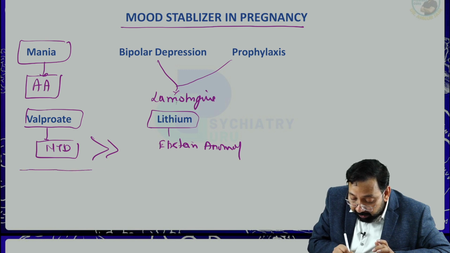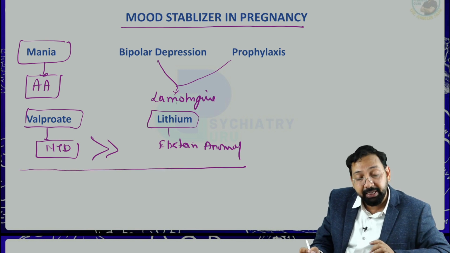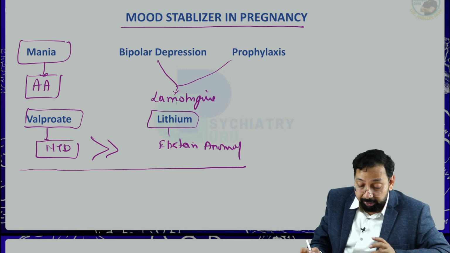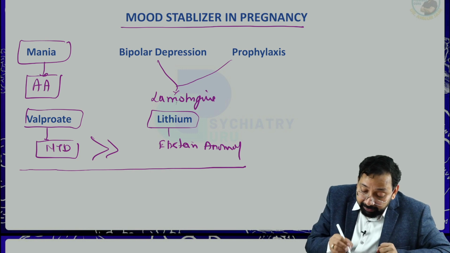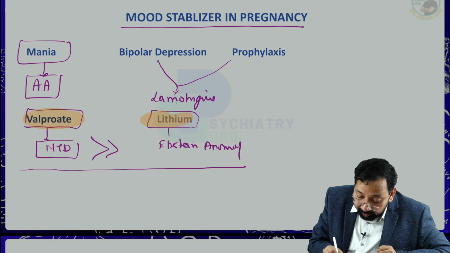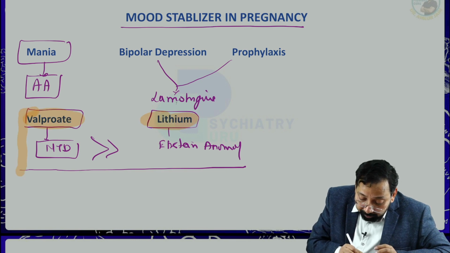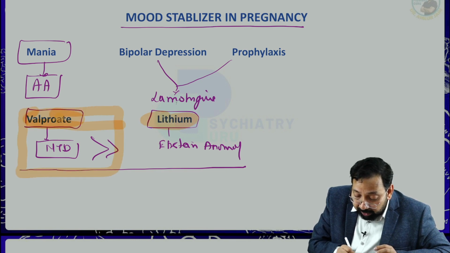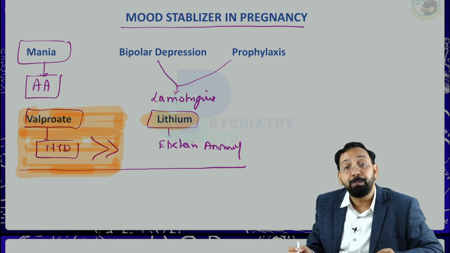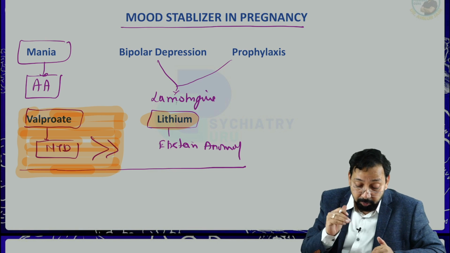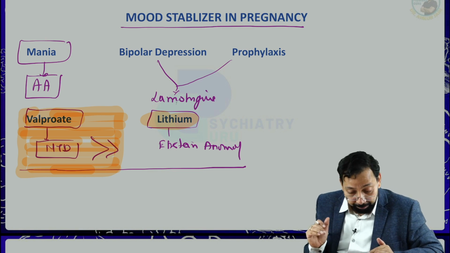So a question has been asked: if a pregnant patient came to you, which of the following drugs is contraindicated, and they gave both valproate and lithium as options. If I have to choose one, I will go with valproate. We say never ever give valproate in the childbearing age group, because the incidence of neural tube defect is much more.